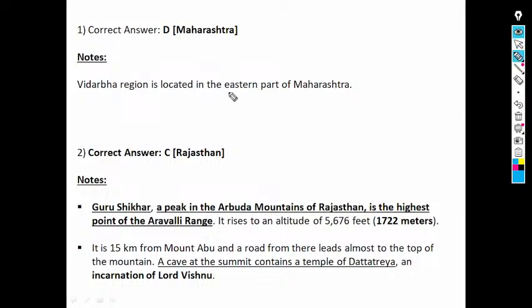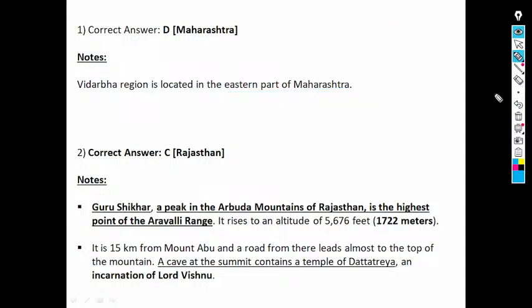The Vidarbha region is located near the eastern part of Maharashtra, as we have done. It is the eastern side of Maharashtra particularly, or we can say northeastern exactly.